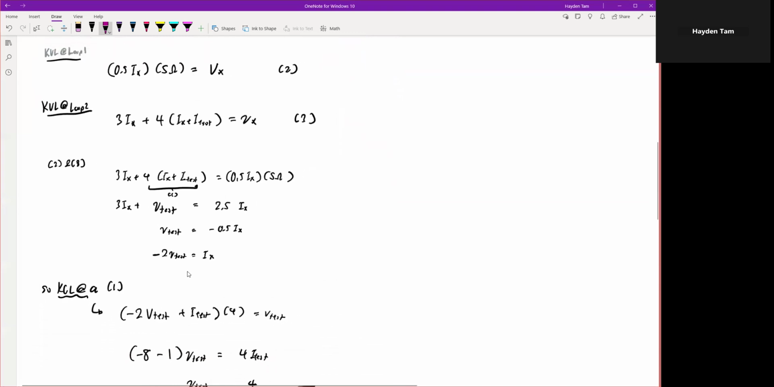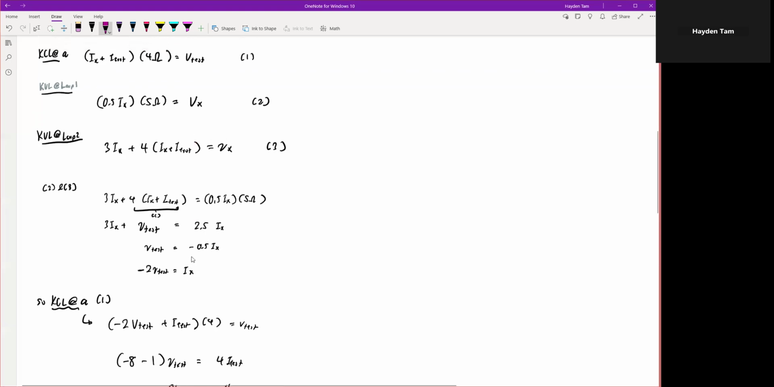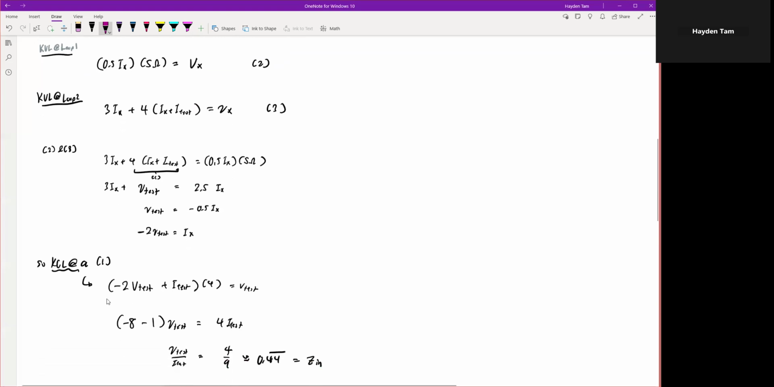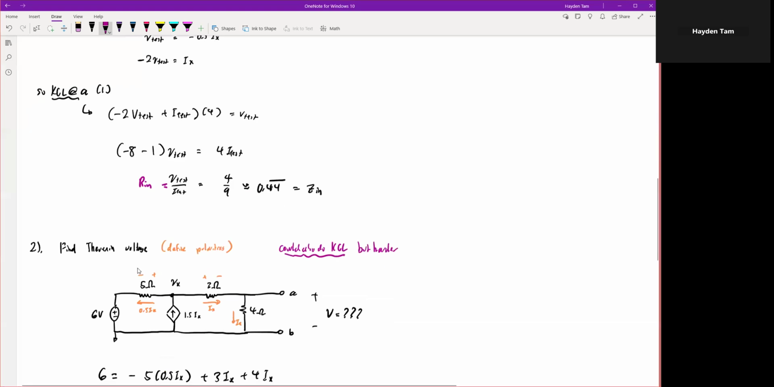And then let's say that we also want to plug this solution that we have here back into 1, because our end goal is to see V test over I test. So now we have an equation for Ix. We want to find what I test could be. So you plug it in, you have minus 2 V test plus I test times 4 is equal to V test, right? Then if you do the math, you get V test over I test, which is our Rn, equal to 4/9, which is then our input impedance, if that makes sense.